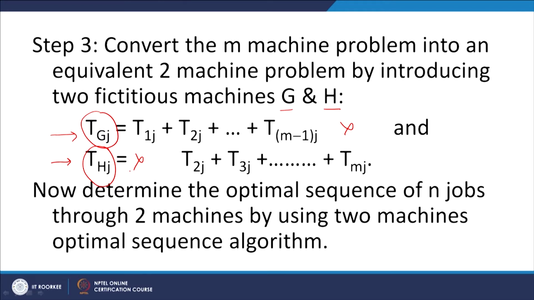Now, determine the optimal sequence of n jobs through two machines by using the previous case that we have studied, that is the two machines optimal sequence algorithm. So, now the problem has been reduced to the two machines case.